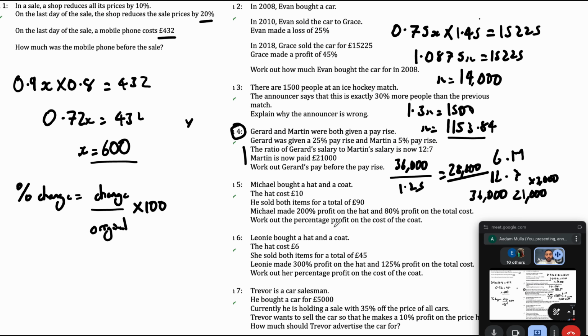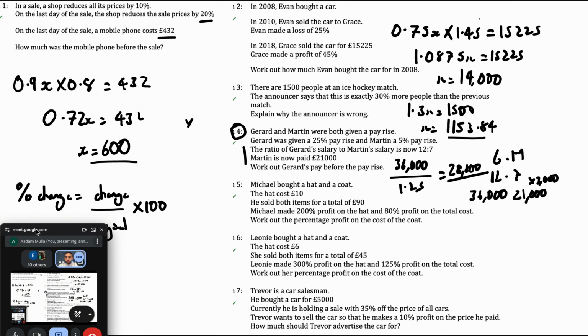Okay, one more minute left on these. Okay, question number 5. If the hat costs £10 and he makes 200% profit on it, that means he's selling it at £30, because if I do 10 times 2, I get 20. That's the amount of profit that he's making on the hat. So the total selling price of the hat would be 30. So that's telling you that the coat was sold for £60.